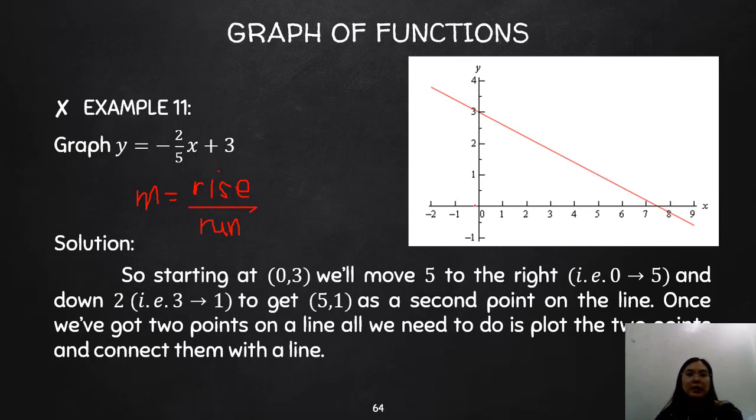Such that, diba, sinimulan natin starting at the point 0, 3. And then, we move to the right 5 times. So, that will be 1, 2, 3, 4, 5. And then, we go down 2 times. So, from 3, 2, and then 1. So, ibig sabihin, ito na naman yung isa pang point natin. So, kung meron ka ng 2 points, you could simply draw a line across them. Diba? Pag nakita mo na yung function, alam mo na kung ano yung itsura ng graph. So, that's the purpose of this.